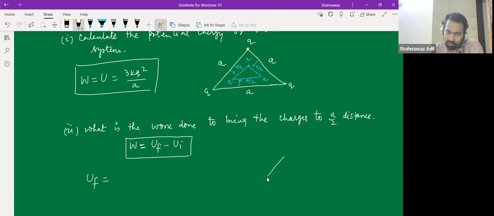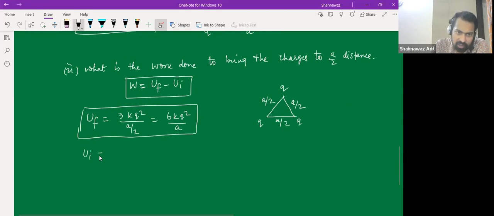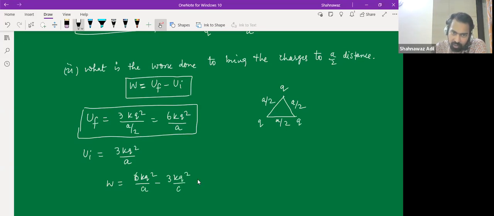Let me draw the diagram. I have this charge, this charge, this charge, and the distance is a by 2. So the final potential energy is 3kq square by a by 2, which is 6kq square by a. This is my final potential energy, right? And the initial potential energy we already calculated: 3kq square by a. So the work done in bringing the charges from the bigger configuration to the smaller configuration is simply 6kq square by a minus 3kq square by a, which is 3kq square by a. Clear?